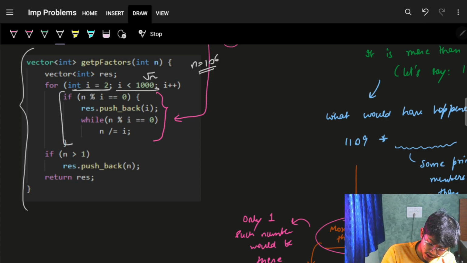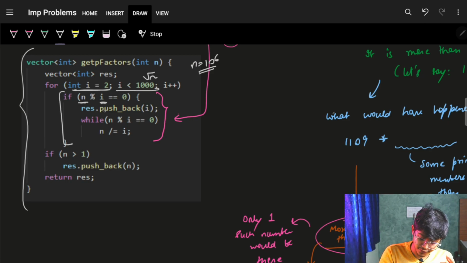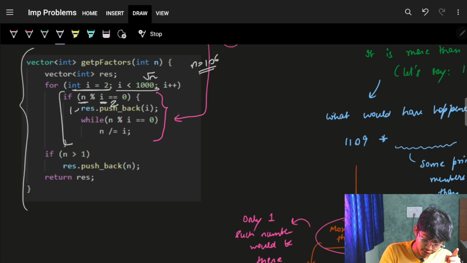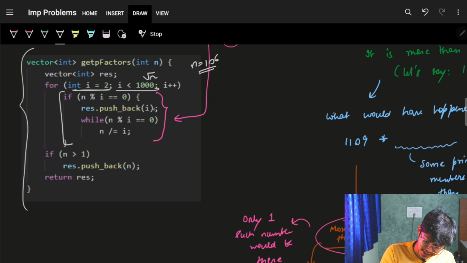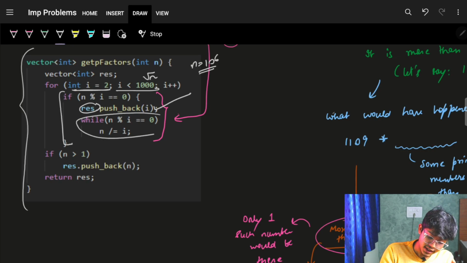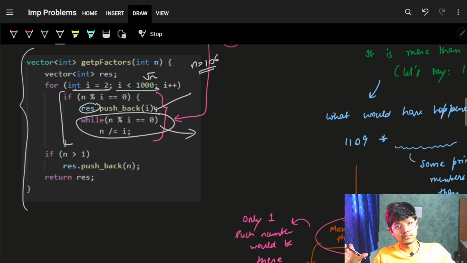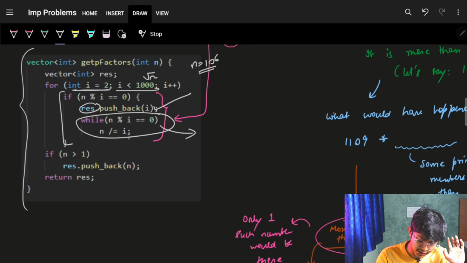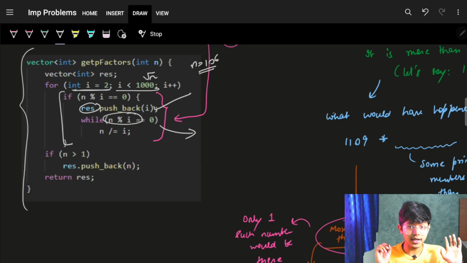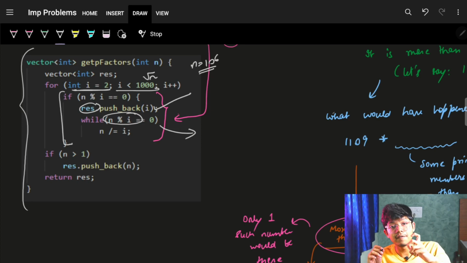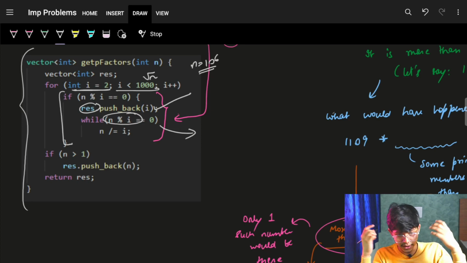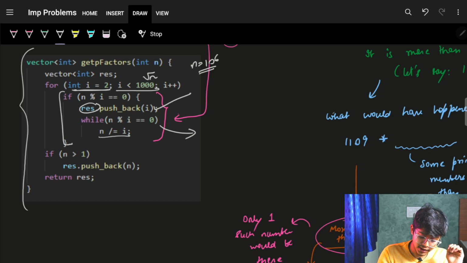Now here I just checked if that number n is divisible by my number, where for example here it was 2 and the example I showed you, my n was 100 and my i was 2. If it is, then it's a prime factor, so I will push it in my result array vector, and I'll try to completely remove the 2 factor from that 100, which means that until that particular number n is divisible by i, I'll keep on removing i. n equals n by i, right?